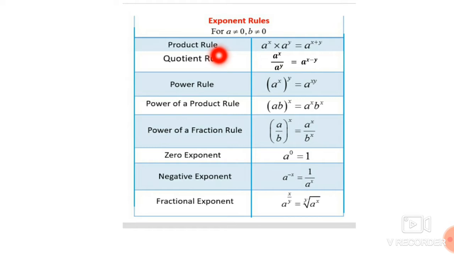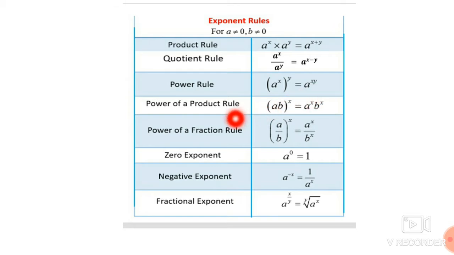Product rule. According to the product rule, when the bases are the same and the numbers are multiplying with each other, we will simply add the exponents. Next we have the quotient rule. When the numbers are dividing with each other and they have the same base, then we write the base and then subtract the exponents. Next we have the power rule. According to the power rule, if we have an exponent over an exponent, the exponents will be multiplied with each other.